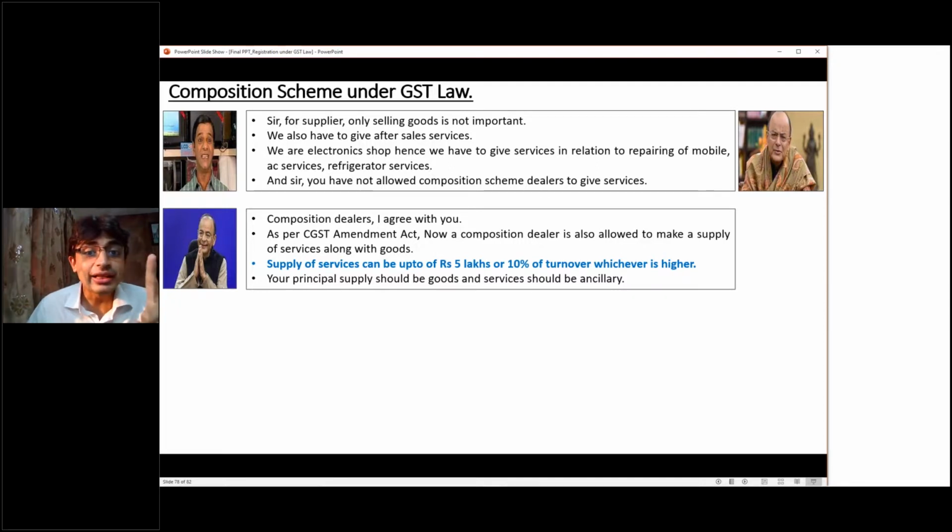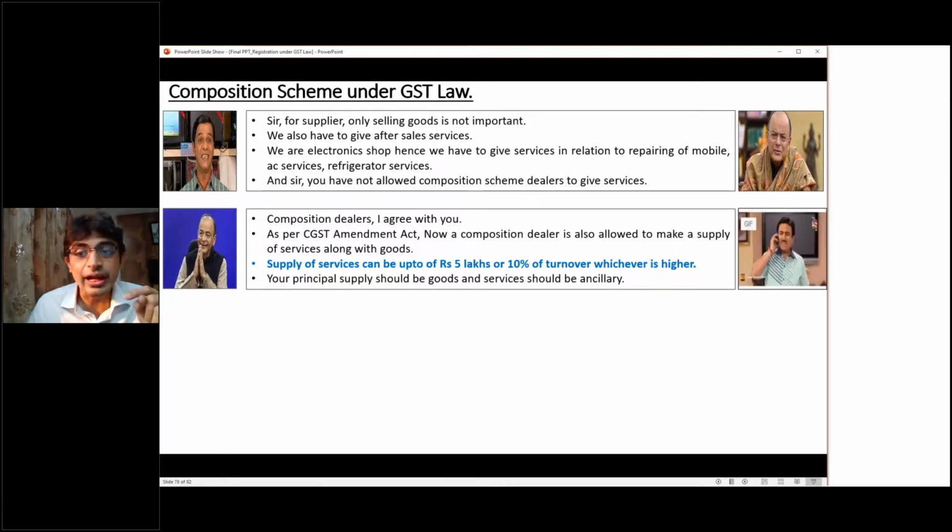So suppose you are selling goods of 1 crore. How much service you can give? 5 lakh or 10% of 1 crore? 10 lakh, whichever is higher. So 10 lakh rupees you can give. Understood? This is the amendment.